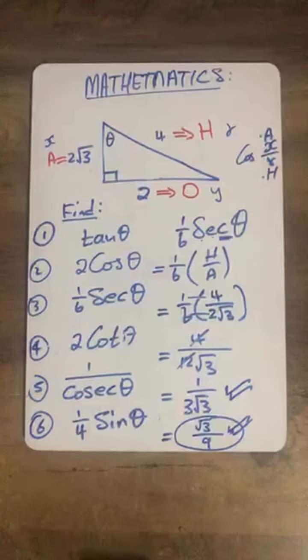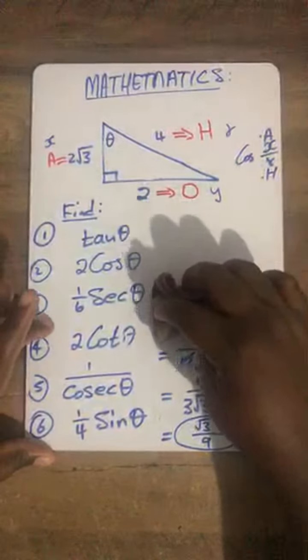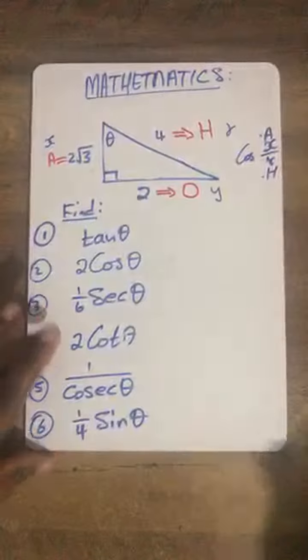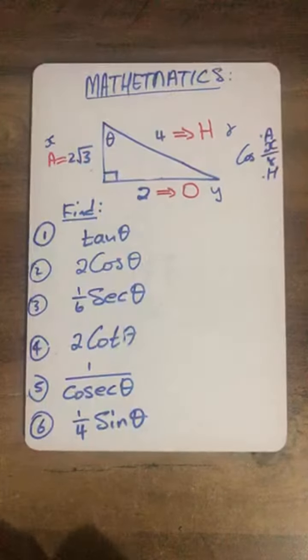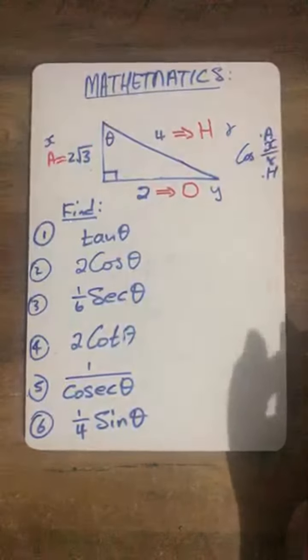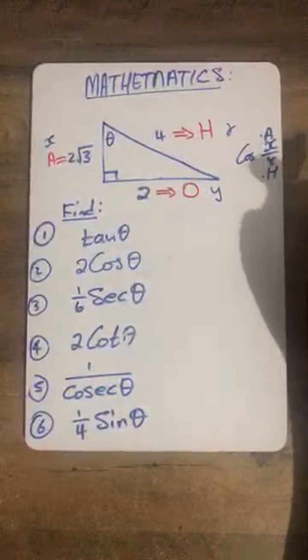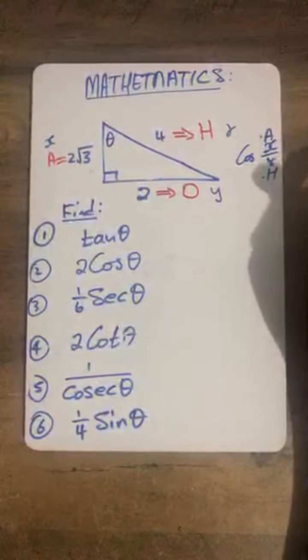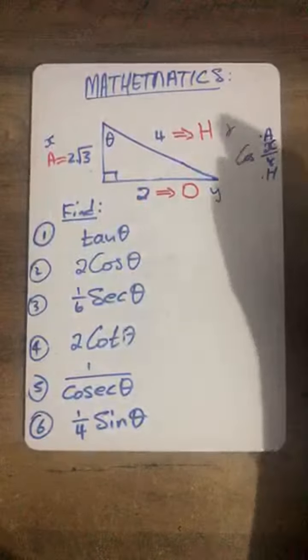I hope that made sense. So now, let us have a look at the next one. Someone got it right. Okay, let's look at number 4. What are you guys getting for number 4? 2 root of 3. Okay, let us see.